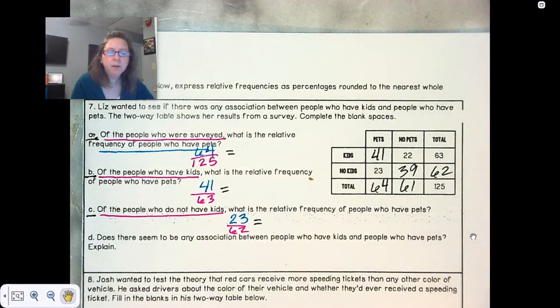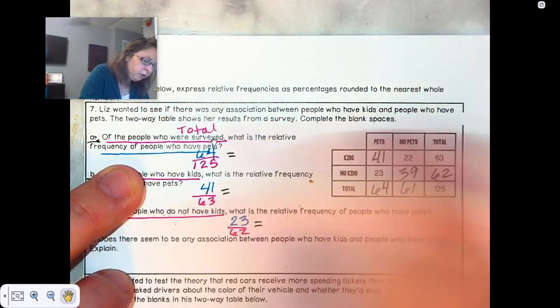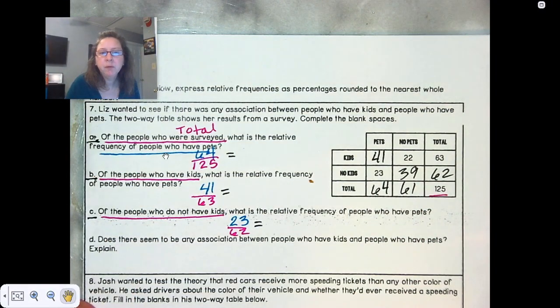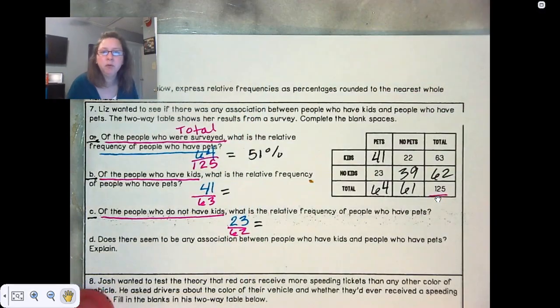All right, so all I did was set up my ratios, and I just want you to make certain that you understand how I got the numbers that I got. In part A, it says of the people who were surveyed. That means total. So I'm looking at the total here. What is the relative frequency of who have pets? I need to look at the total number of people who have pets here, which is 64. 64 out of 125 is going to give me 51% of people surveyed have pets.